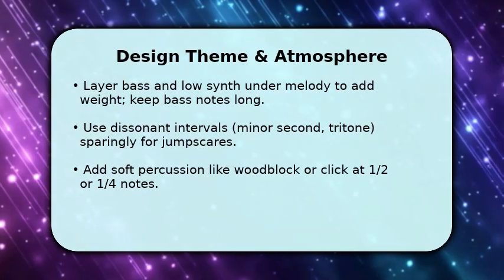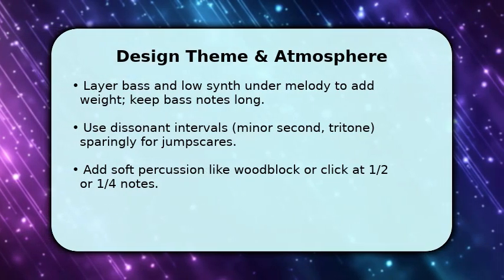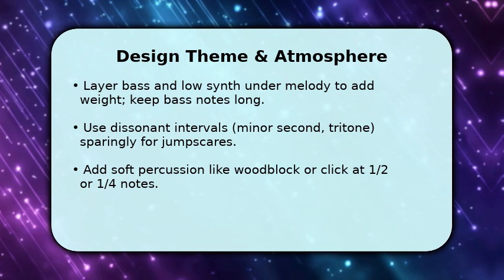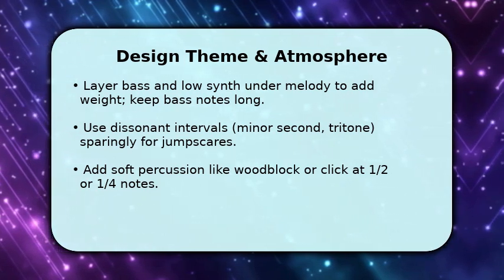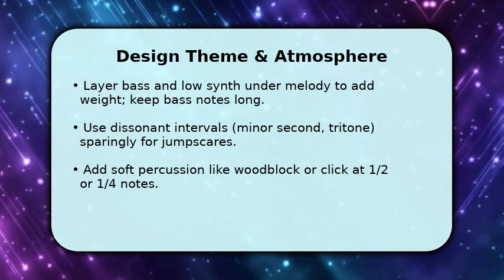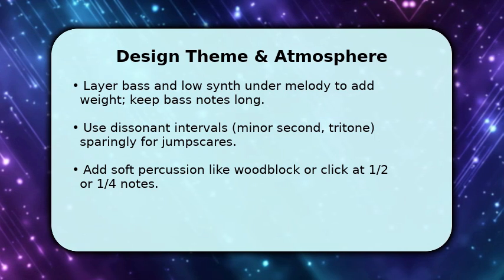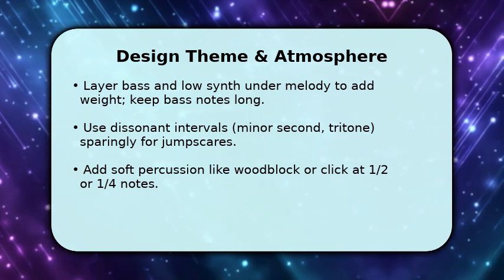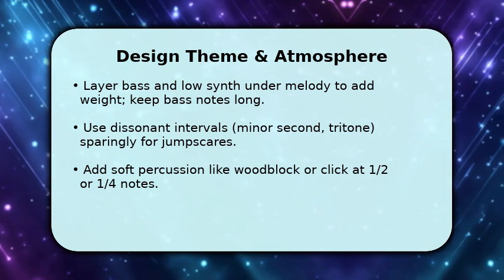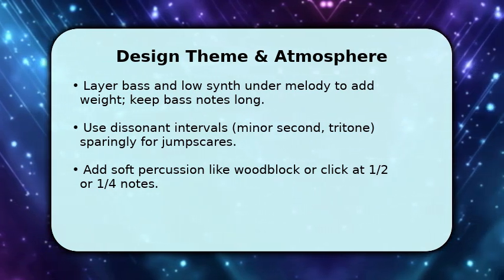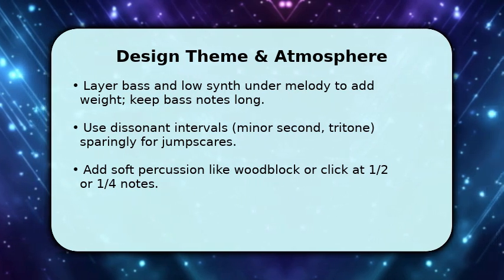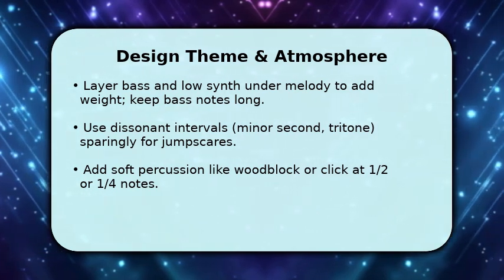Next, you build the theme, place a simple melody in the upper register, and add a sustained bass line underneath to anchor the mood. Use dissonant intervals such as a minor second or tritone in brief accents to simulate sudden tension. This is why jump scares hit harder. Then add sparse percussion, woodblock or click, on half or quarter notes to simulate footsteps or machinery. Once balanced, reduce reverb on melody and increase on ambience to keep clarity while preserving eeriness.